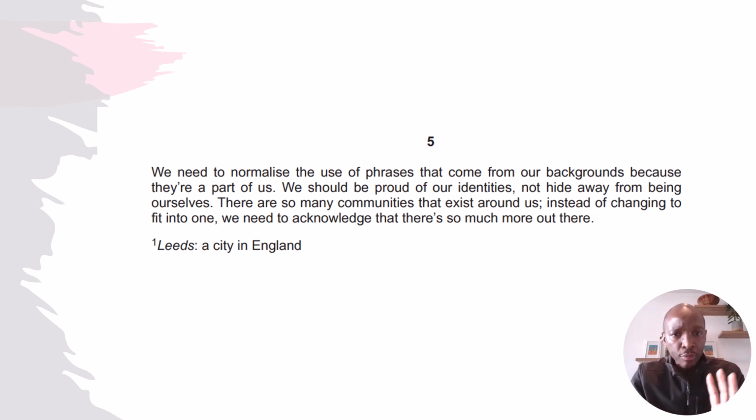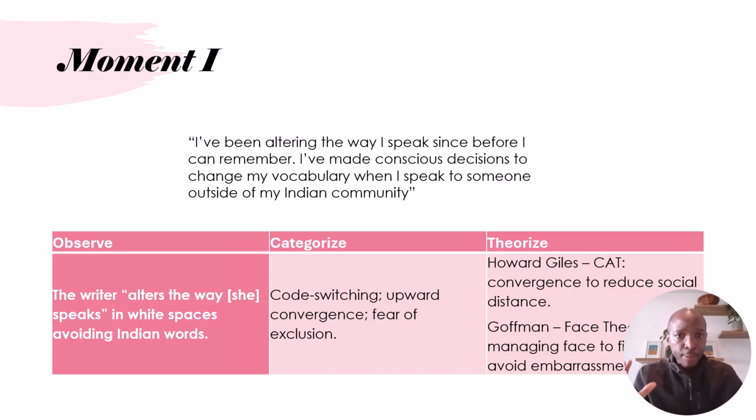So now that you've got a sense of what the article is, I want to now apply the OCT framework, right? How I, if this was the task I was given, might apply this. So I'm looking for different moments, right? And moment number one that I'm drawn to in the text is this feeling that this author's been altering the way they speak since before I can remember. I've made conscious decisions to change my vocabulary when I speak to someone outside of my Indian community. So you can sort of hear that this author's trying to survive in this world, right? They are looking for belonging.